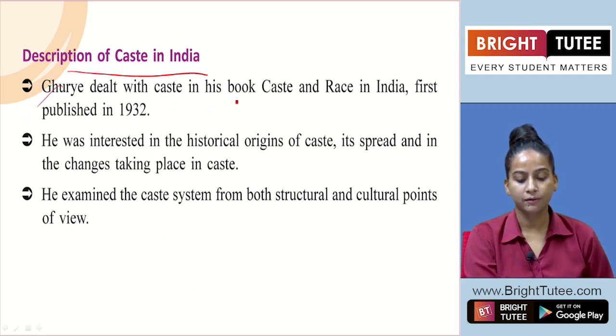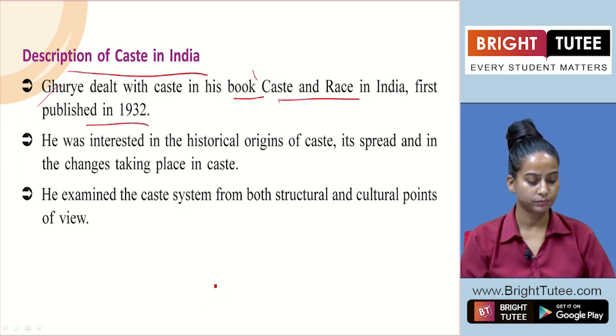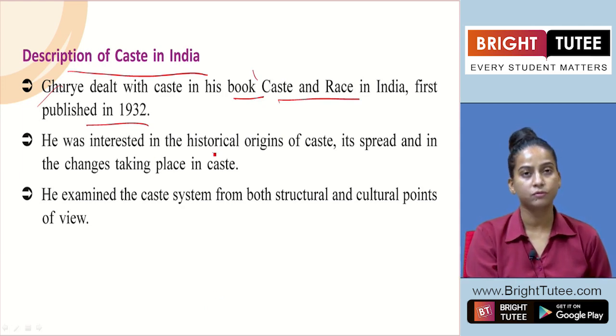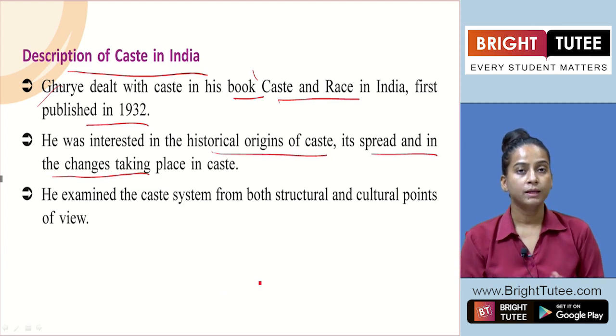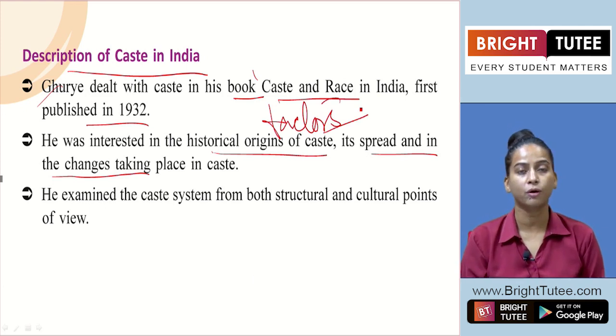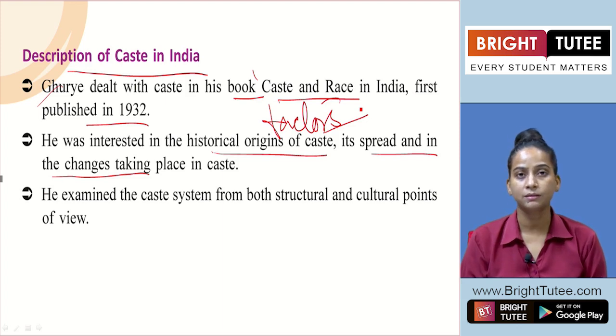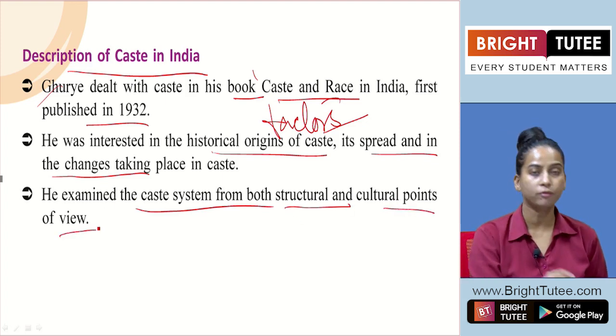Ghurye dealt with caste in his book Caste and Race in India, which was first published in 1932. He was very interested in the historical origins of caste, its spread and the changes taking place in caste. So, he took it as a subject of research to find out those changes and what the factors were, whether endogenous or exogenous. He did his research on all these factors which were bringing change in Indian society, basically in the caste system. He also examined the caste system from both the structural and the cultural point of view.